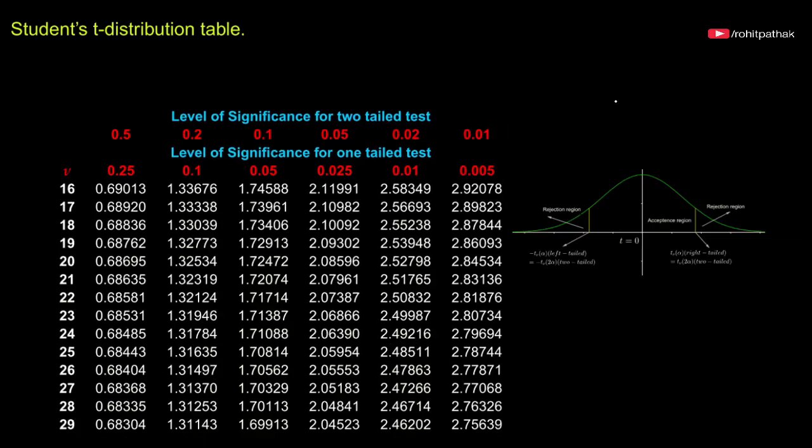The table will be given for degrees of freedom up to 29. These tables you can find in any good book of statistics. So this was a brief introduction to Student's t distribution.